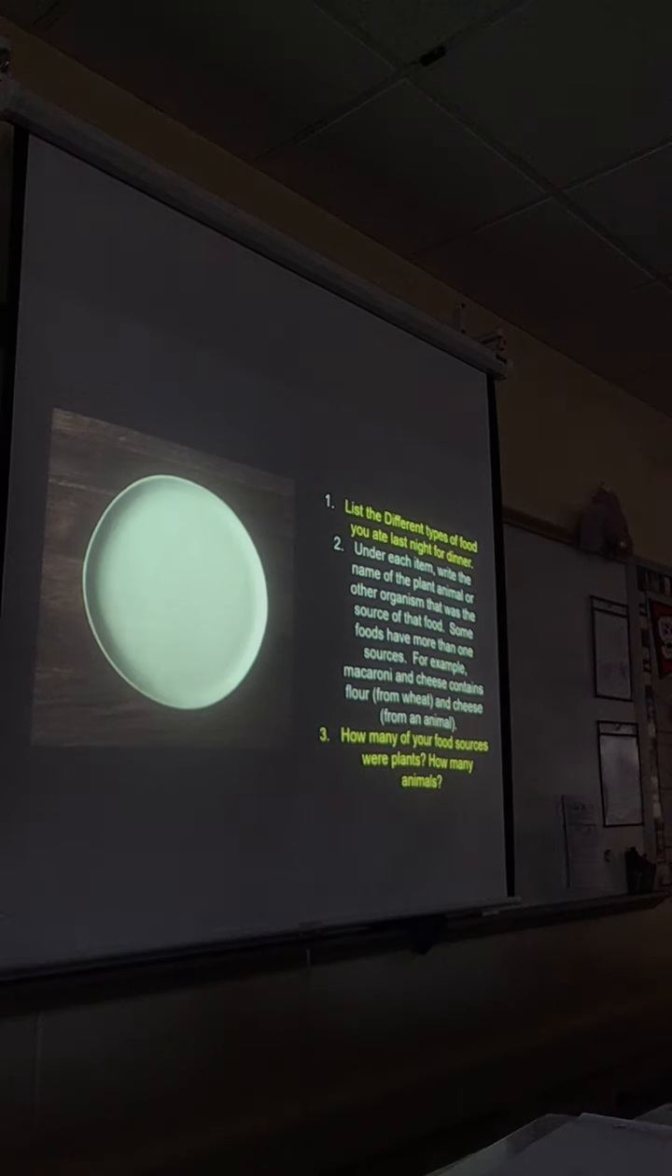Okay, now under those items, I want you to write the name of the plant, animal, or other organism that was the source of that food. So if you had chicken, that came from a chicken. If you had bread, that came from wheat. Okay. What if you don't come from wheat? Unless you had chickpeas.